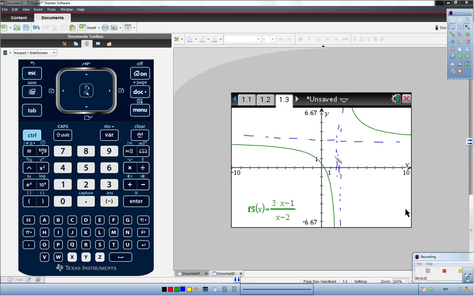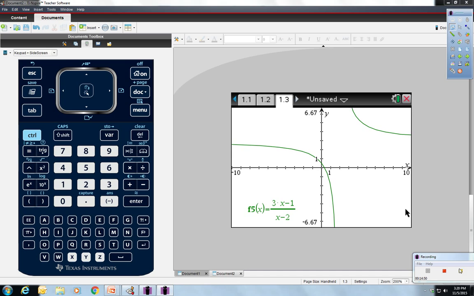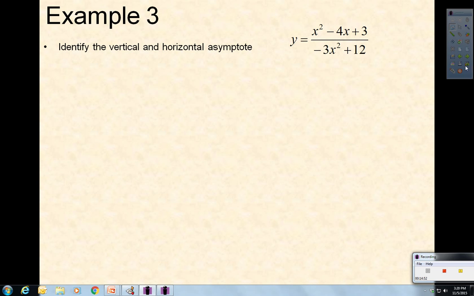Anyway, alright, so I'm just confirming what we found mathematically. So again, guys, you don't have to use your graphing calculator to ever find the vertical or horizontal asymptotes, but using your graphing calculator to confirm it is a great, great tool. All right, let's take a look at another example.